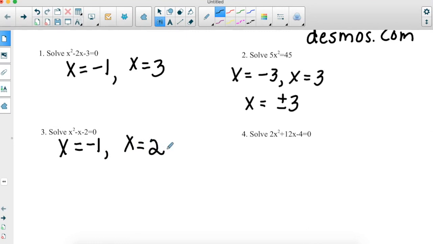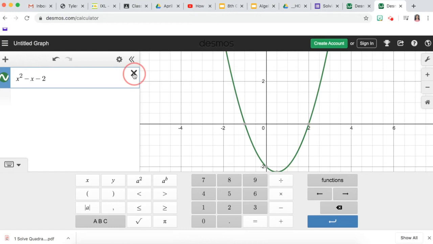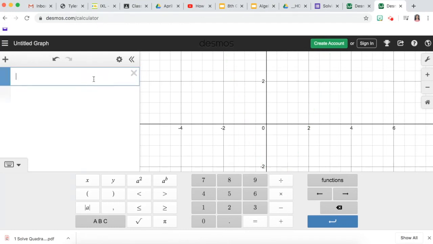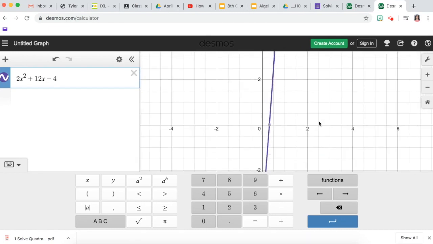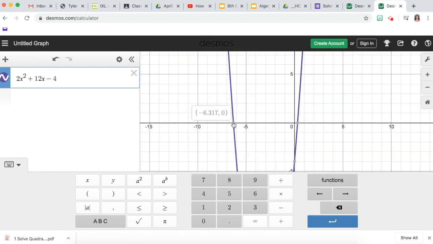Now number 4 says 2x squared plus 12x minus 4 equals 0. I'm going to go to Desmos and plug it in. 2x squared plus 12x minus 4. Okay, so here you can't really see the parabola, but you have to zoom out, and there it is. So we have a decimal answer, which is okay.